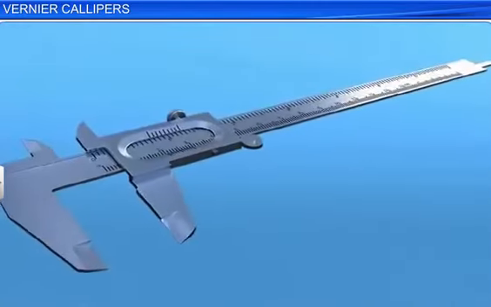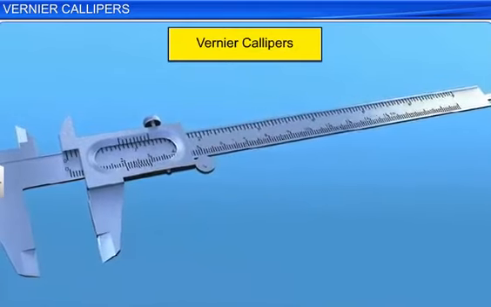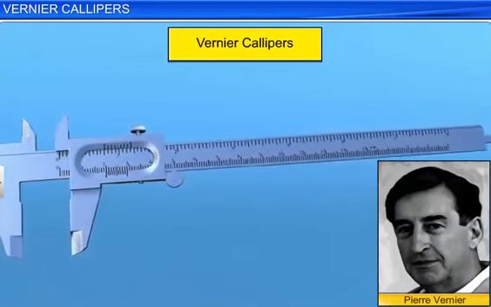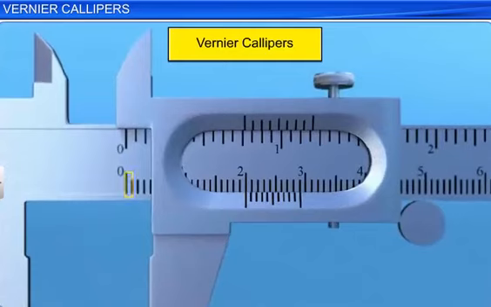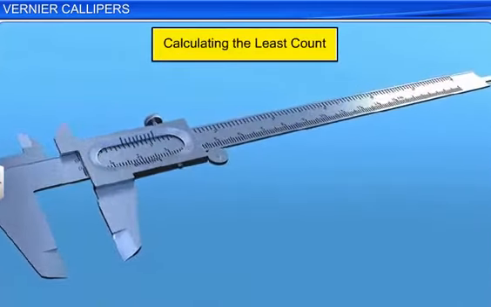In such cases, a vernier calipers is used. The vernier calipers was invented by Pierre Vernier in the year 1960. It can measure length less than 1 millimeter. Let us calculate the least count of a vernier calipers.